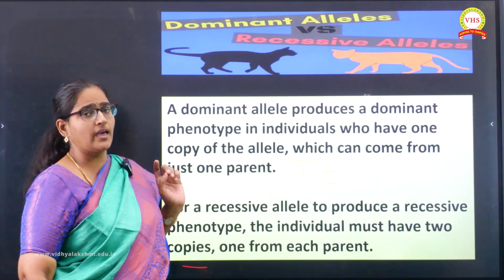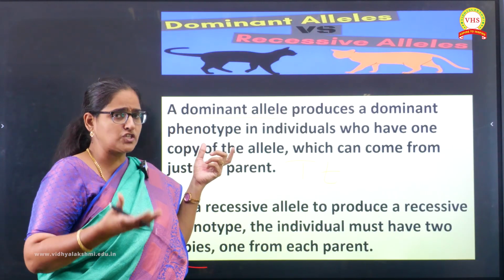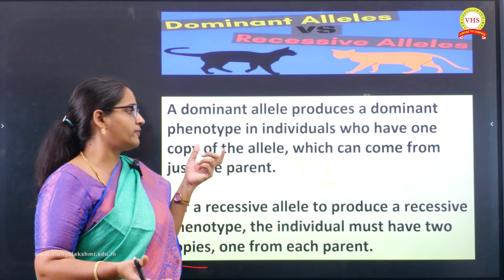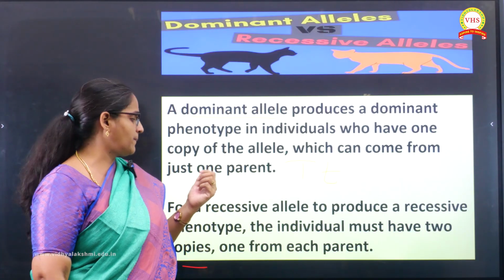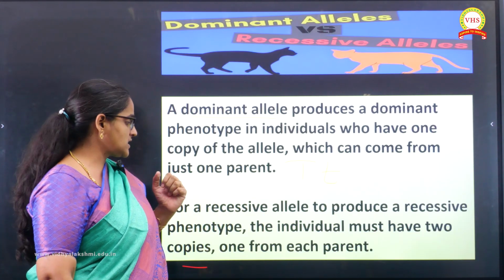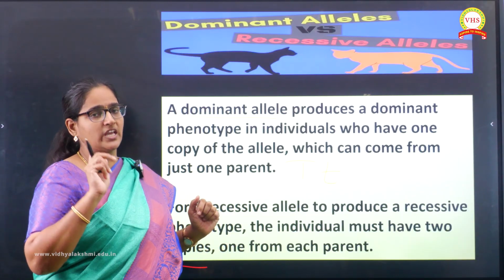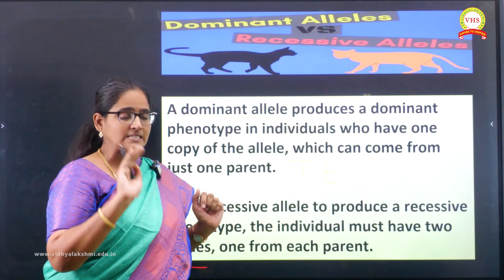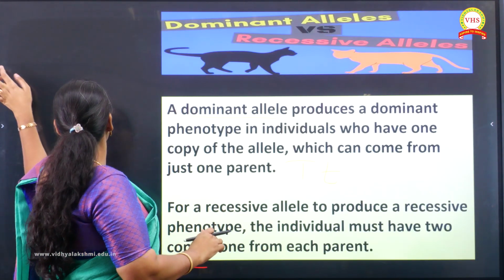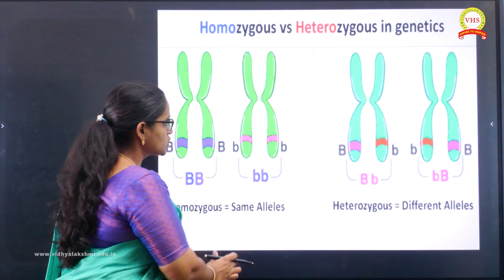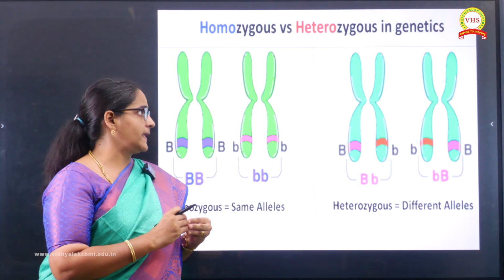So to revise again, a dominant allele produces a dominant phenotype. Phenotype is nothing but the morphological or physical appearance of a particular character. So individuals who have only one copy of the allele, which comes from any one of the parents, show it. A recessive allele, to produce a recessive phenotype, the individual must get what? Two copies, that is one from each parent. If both the alleles are recessive, then only the particular recessive character will be expressed. So we have two types of alleles called what? Dominant allele and recessive allele.